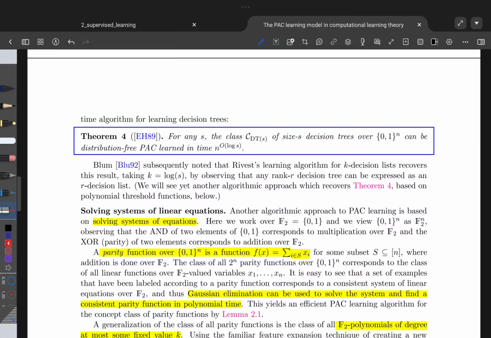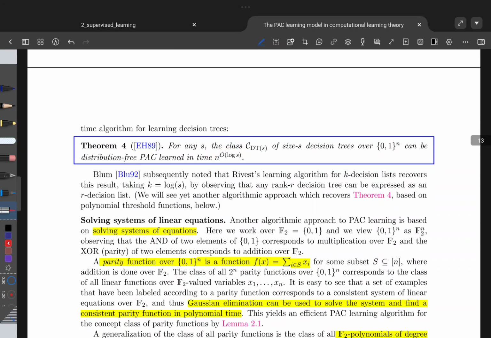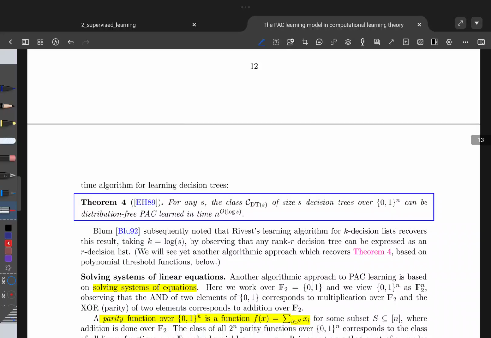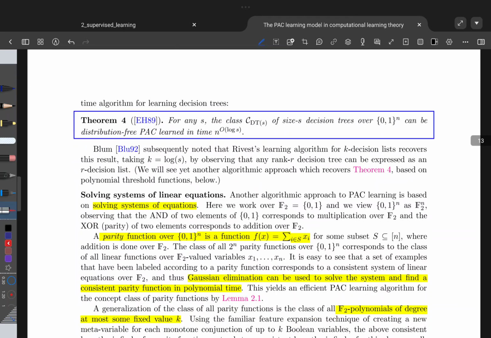All right. So any size S decision tree can be learned in time that is, so by size S, it means that the number of leaves is S. All right, and so there exists an algorithm which has runtime n to the order log S, and that helps in PAC learning the class of decision trees.